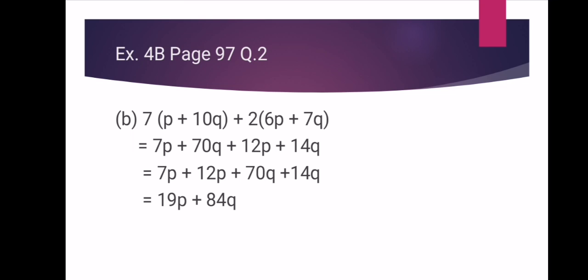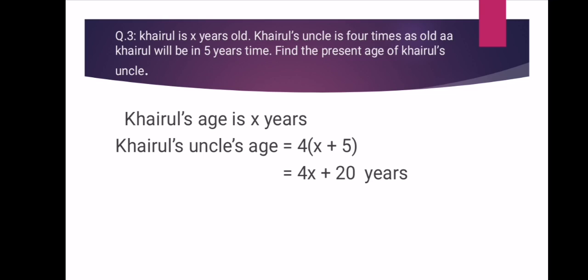Now here we have a word statement, and we have to convert it into mathematical form or into an algebraic expression. The statement says that Harold is x years old, and his uncle is 4 times as old as Harold will be in 5 years' time. Find the present age of Harold's uncle. So I have written here Harold's age is x years, as it is given in the statement, and his uncle is going to be 4 times Harold's age after 5 years.